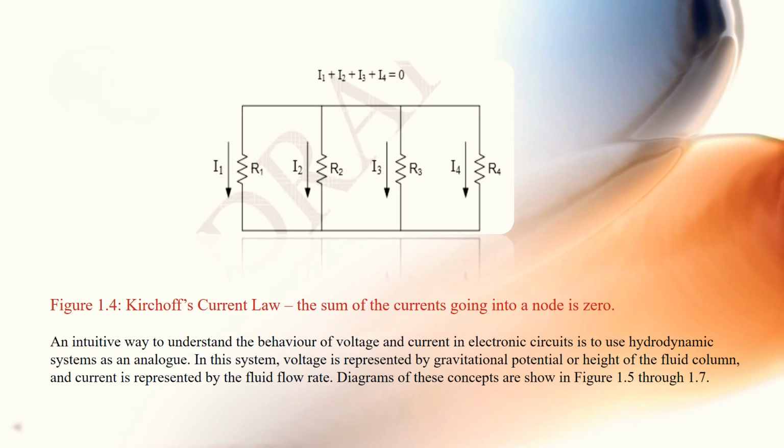An intuitive way to understand the behavior of voltage and current in electronic circuits is to use hydrodynamic systems as an analog. In this system, voltage is represented by gravitational potential or height of the fluid column, and current is represented by the fluid flow rate. Diagrams of these concepts are shown in Figure 1.5 through 1.7.